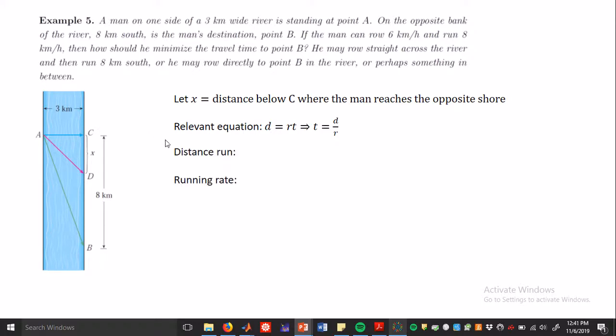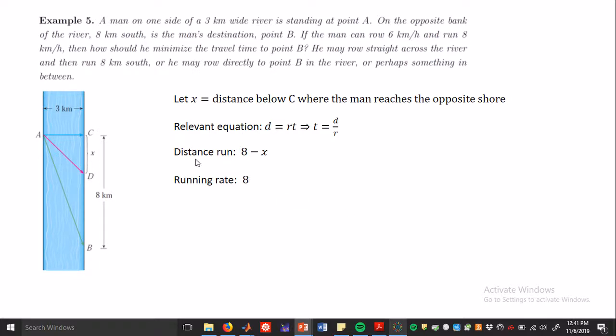So first, let's think about the running time, right? So that's the easier of the two. So let's assume I've already landed at some point D across the shore, and I want to know, how far do I run and how fast do I run? Well, the distance that I run, if x is the distance from C to D, the distance that remains from D to B is 8 minus x. My running rate is given in the problem as 8 kilometers an hour.